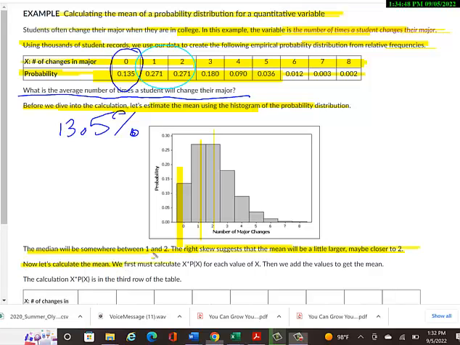Now let's calculate the mean. We first calculate x multiplied by the probability of x for each of the values of x to get the mean.